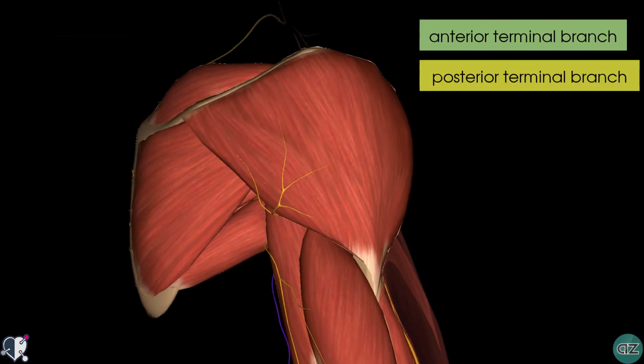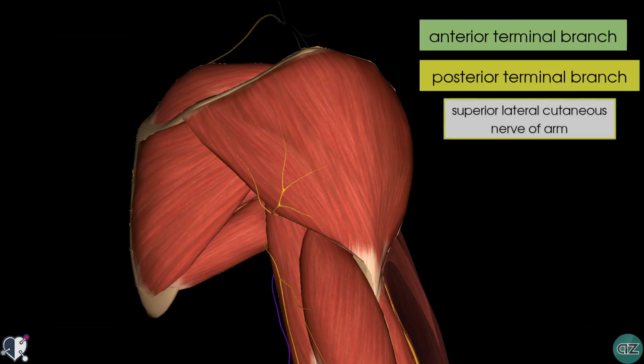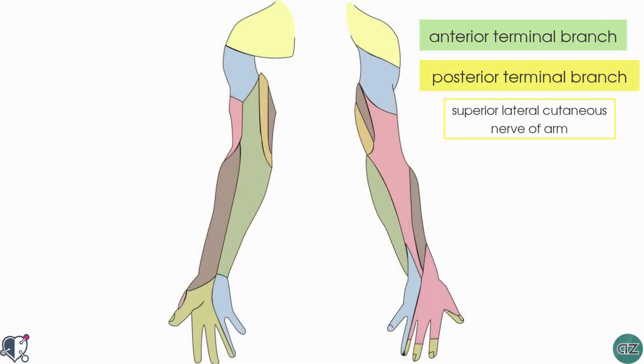I've just made the deltoid muscle visible so you can see how this branch of the posterior terminal branch of the axillary nerve innervates the skin overlying the inferior part of the deltoid. This continuation of the posterior terminal branch is known as the superior lateral cutaneous nerve of the arm. Switching back to this image I showed you at the start of this tutorial, you can see diagrammatically this area of skin demonstrated by this blue shading.